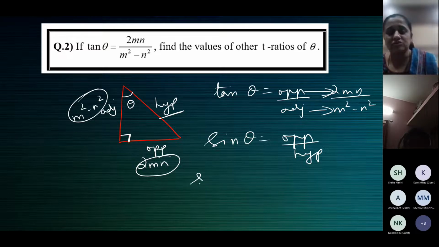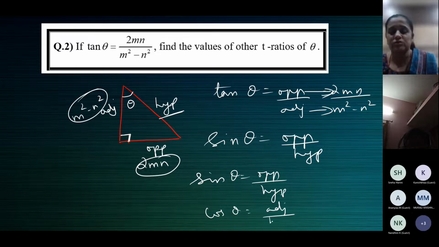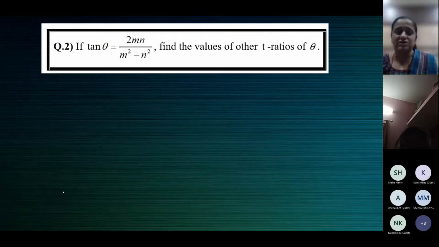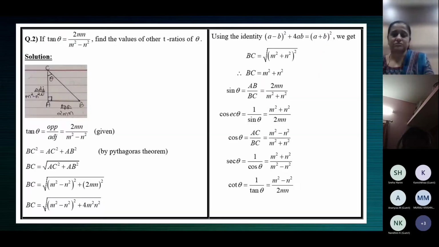And we know the definitions of the t ratios. Sine theta is equal to opposite by hypotenuse. Cos theta is equal to adjacent by hypotenuse. Use these definitions to get the values of the other t ratios of theta. This is one method. Or else you can use the trigonometric identities to find the other t ratios of theta. So we already worked this one.